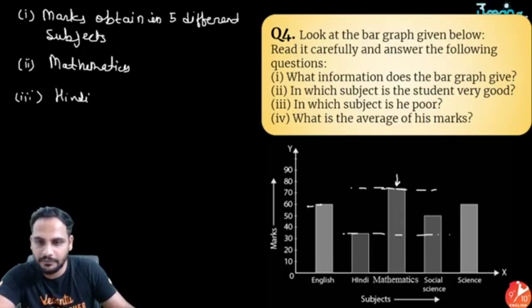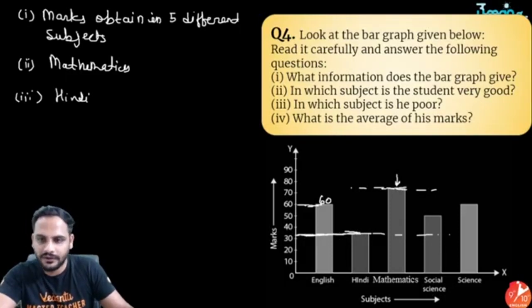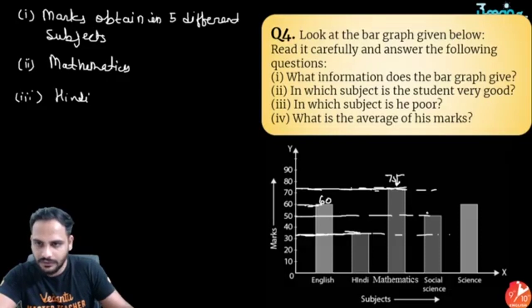So see, in English he has got 60. In Hindi he has got somewhere between 30 and 40. So this mark I cannot find out right now because it is difficult. Around 32 something it should be. Okay, here how much has he got? I think it is around 75. Here how much has he got? He has got 50. And here how much?